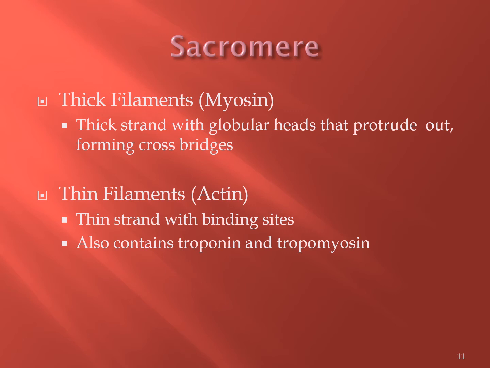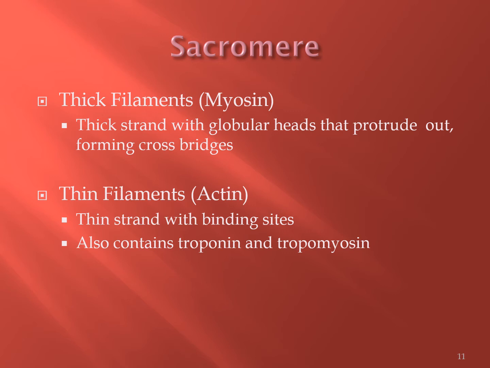Okay. So again, we've alluded to this idea of a thick filament and also a thin filament. Our thick filament is made of myosin, and myosin is a thick protein strand that has globular heads that protrude out. These globular heads form what's called a cross bridge, and our cross bridges are what actually allow us to generate force. So the more cross bridges you have connecting to the actin molecule, the greater the force generation.